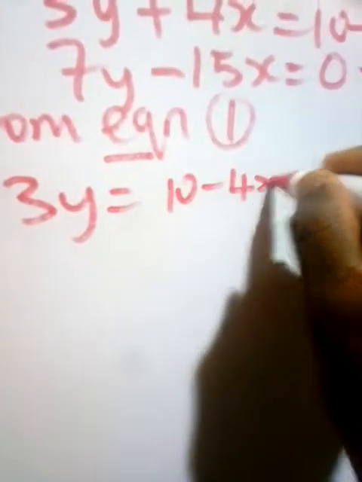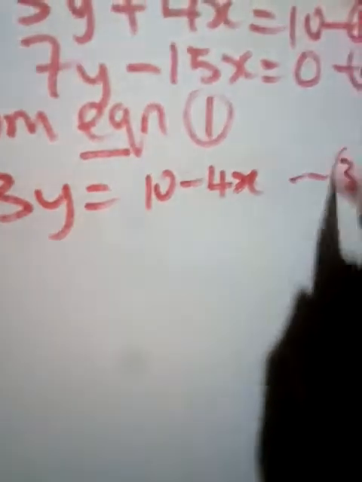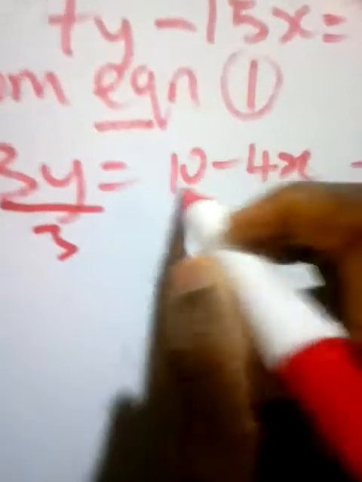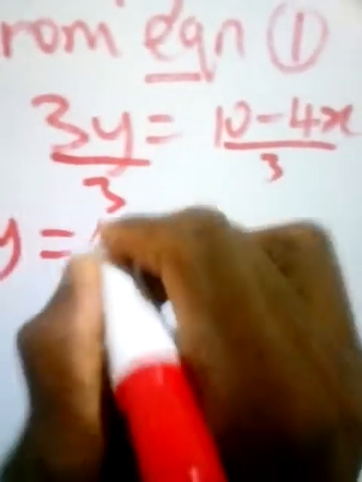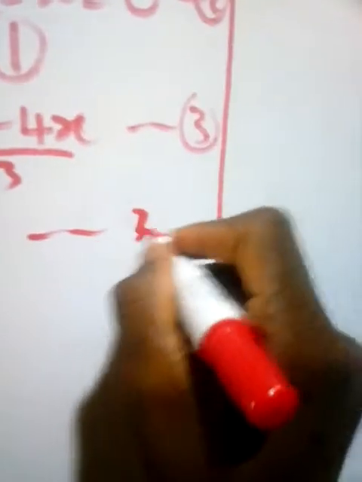Now from equation 1, this time around, let me make y the subject of the formula. I want to make my y the subject of the formula, so I'll subtract 4x from both sides. This gives me my 3y to be equal to 10 minus 4x. I can call this equation 3. So now I'll divide both sides by 3 to get my y alone. This gives me my y to be equal to (10 minus 4x) divided by 3. Let me call this equation 4.